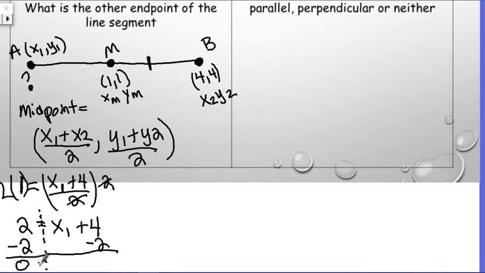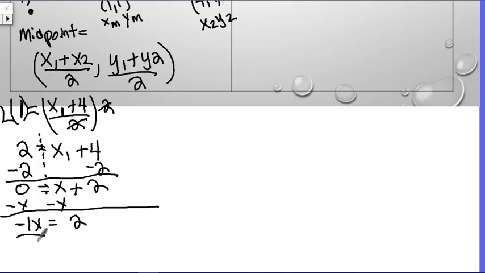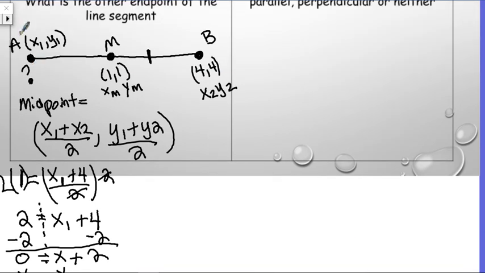So I get 0 equals x plus 2. And then I need to get this variable on the other side, so minus x. So negative 1x equals 2. And I'm going to divide by negative 1, divide by negative 1. So we know our x1 has to equal negative 2. That means the x value of this point has to be negative 2.